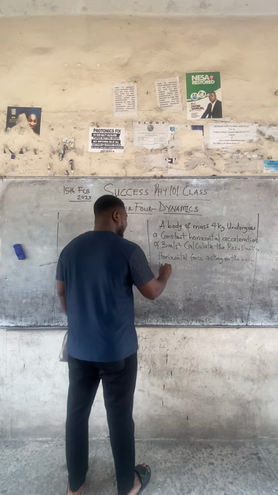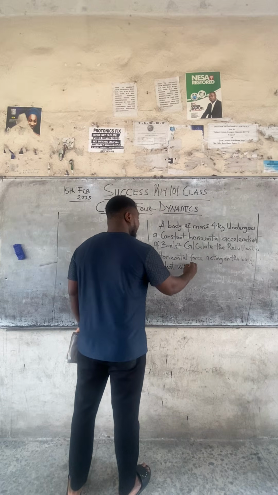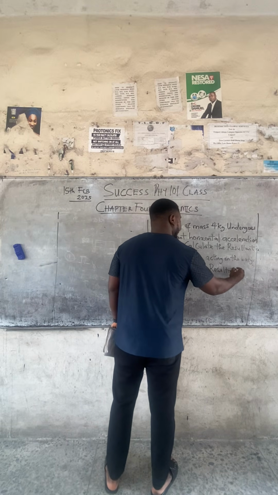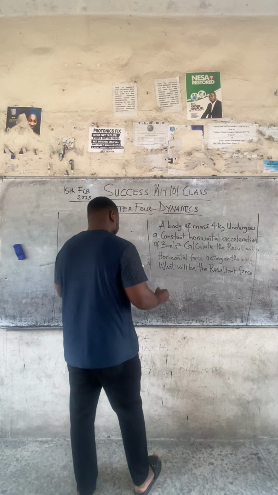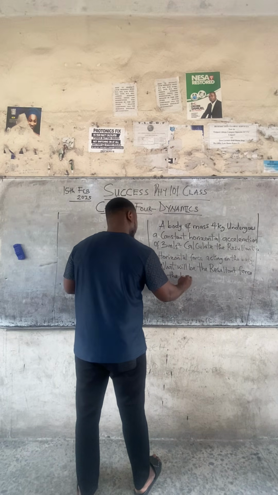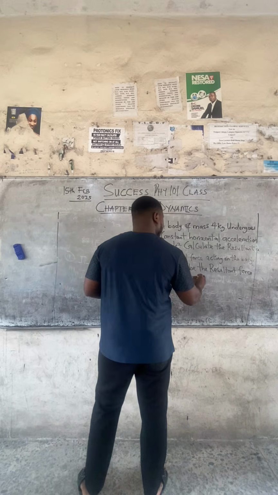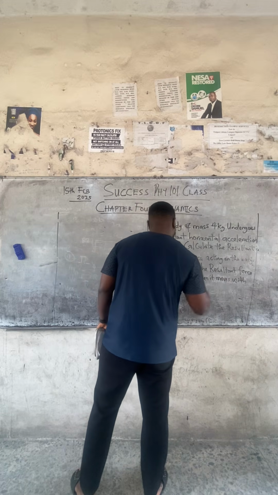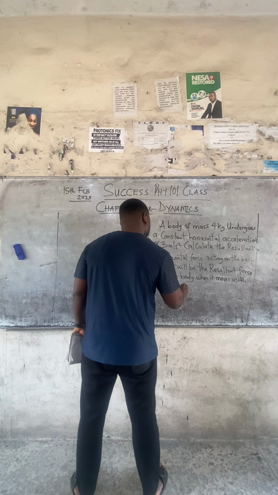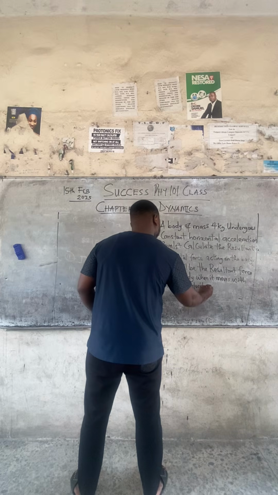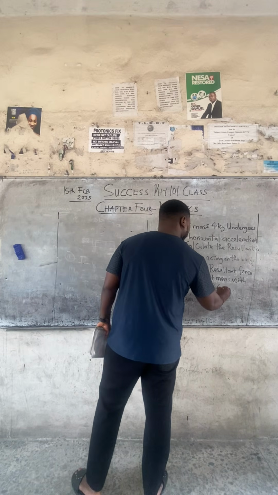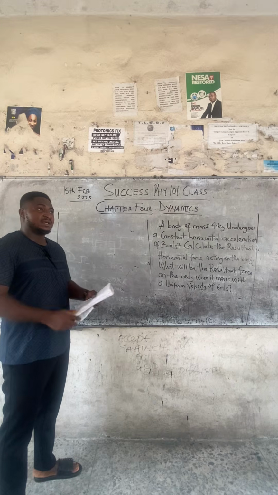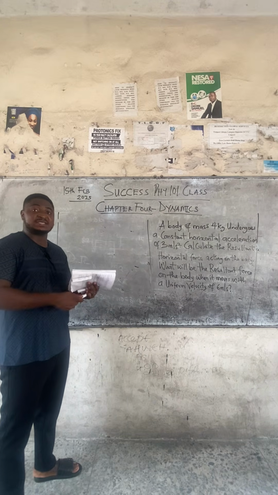What will be the resultant force on the body? Class, continuation of the question. What will be the resultant force on the body when it moves with a uniform velocity of 6 meters per second? It's still a part of the question.